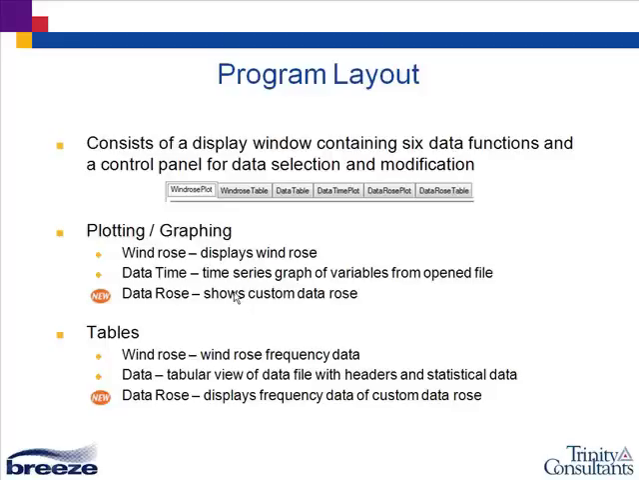In conjunction with the plotted data, MetView also has tabular data. The windrows table shows frequency data of the associated windrows plot, while the data table provides an easy-to-read table with headers and statistical data to make your data analysis very simple. Finally, the data rows table, also a new feature, displays frequency data of the created custom data rows. Those of you not familiar with the term data rows, just hold on with me a minute and we'll get to that function in just a bit.